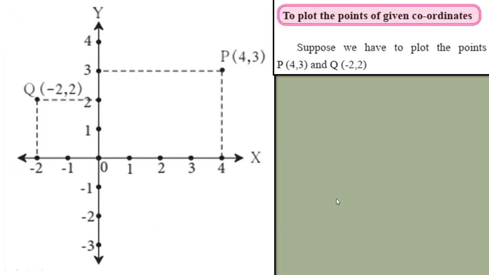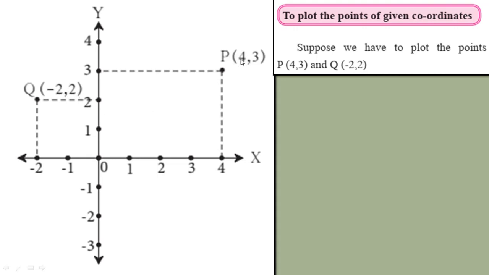So now we need to plot these two points, P and Q. P coordinates are given as 4, 3. Q coordinates are given as -2, 2. As both coordinates of P are positive, P lies in the first quadrant, and as for point Q, the x coordinate is negative and the y coordinate is positive, so it will lie in the second quadrant.